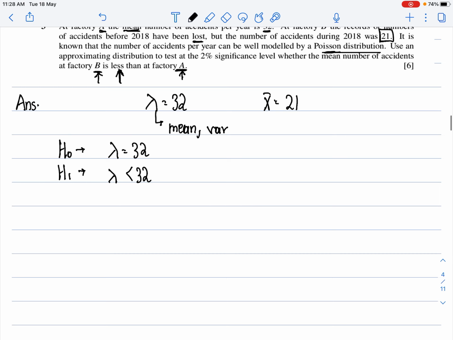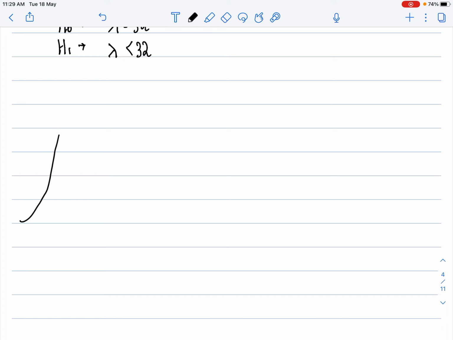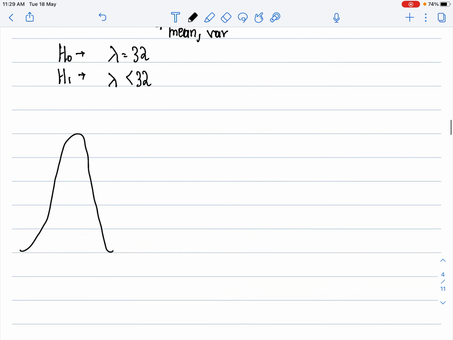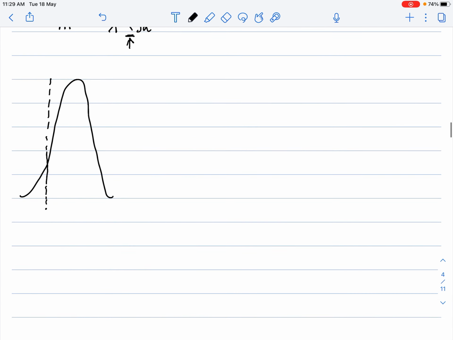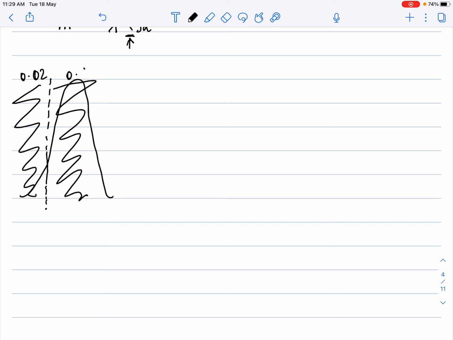So now my graph will look something like this. I'll tell you how via a normal distribution graph also. I've told you it's always below the mean if the sign is less than. We know that the significance level is 2%, so the area here is 0.02 and the area here is basically 0.98.